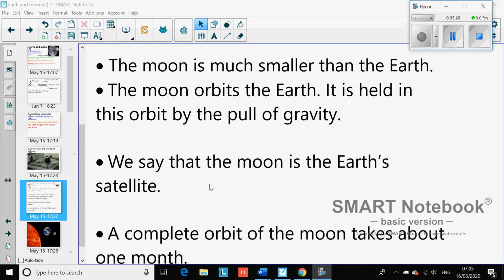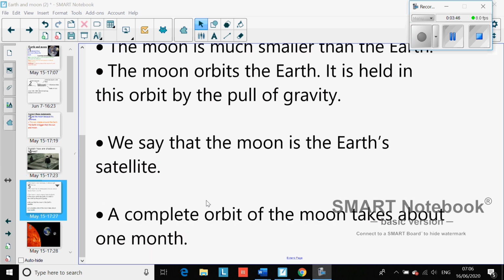Now, usually we think of a satellite as something man-made going around the Earth, and that is true. But anything that goes around the planet that orbits, we call a satellite. And the moon does go around the Earth, so we call it a natural satellite because it's not put there by people, it exists naturally. And then a complete orbit of the moon takes about 1 month, about 28 days.